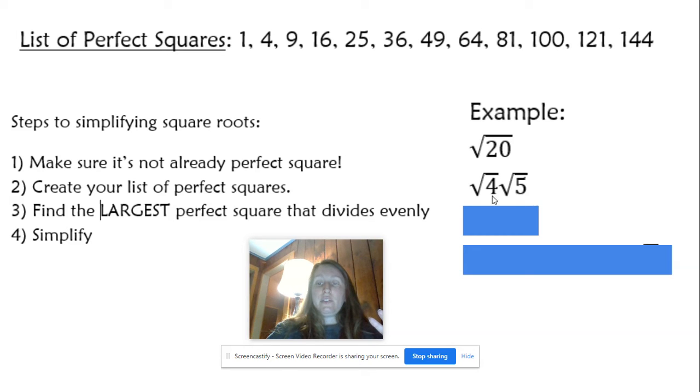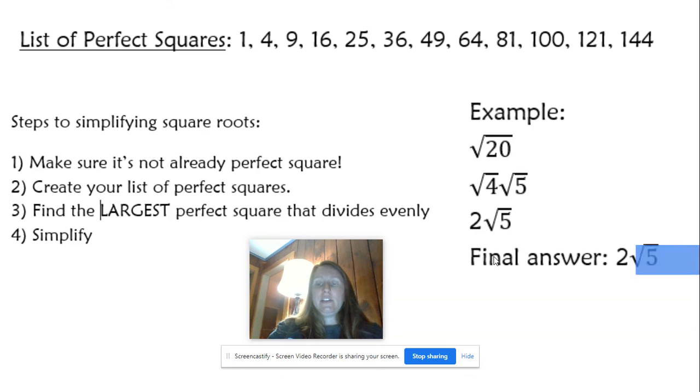The reason why you want to write that number first from the list is because you can actually simplify that. So if I were to take the square root of 4, I know that is 2. So instead of square root of 4, I cross that off and I would just write 2 square root of 5. Now, a cool thing about this is that if you were actually to type in the square root of 20 and 2 square root of 5, you would get the same answer because they mean the exact same thing. This is just the simplified version of it. So your final answer is 2 square root of 5.